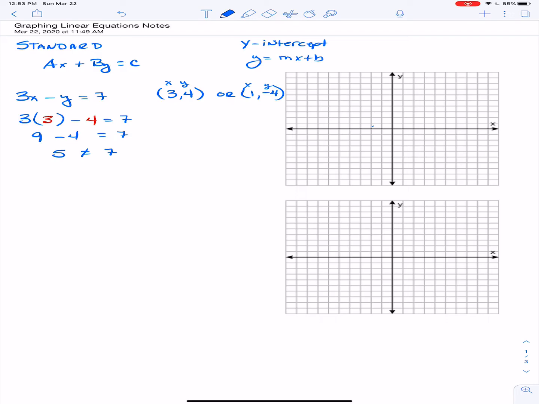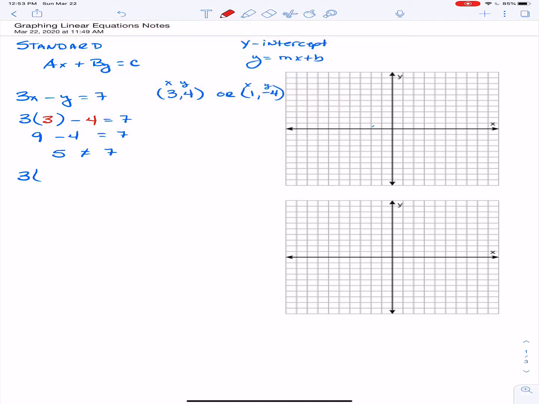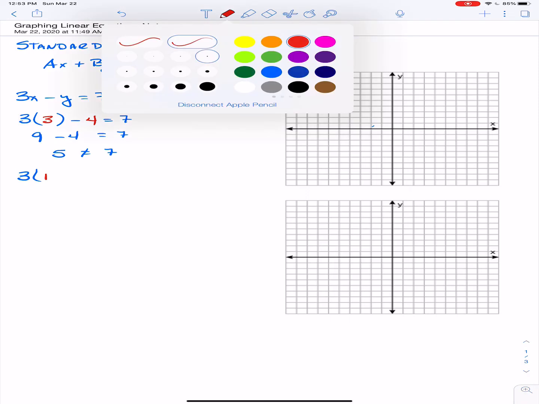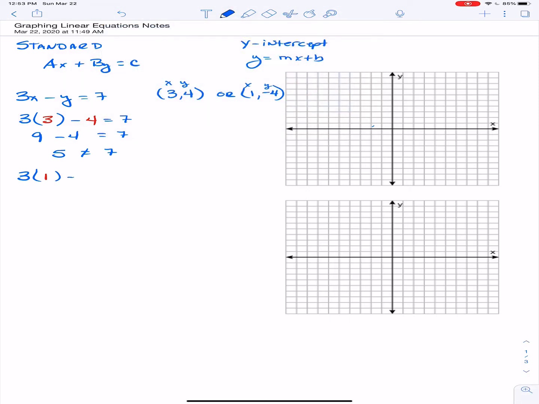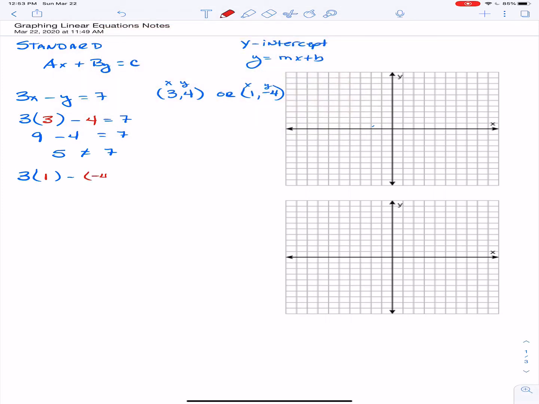So (3, 4) is not a solution for this equation. Okay? So now let's check the point (1, negative 4) and see if it is a solution. I'm going to do exactly the same thing. I'm going to go 3 times 1 minus, and I'm going to substitute negative 4 in for y. And this time I'm putting parentheses around my negative 4, and I'm doing that because I already have a negative sign in my equation.